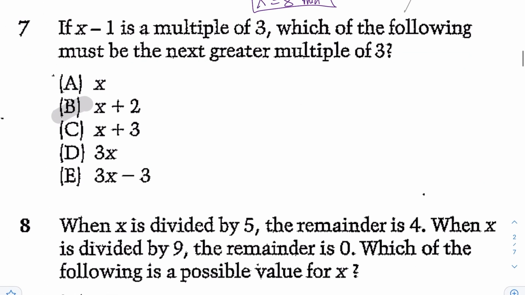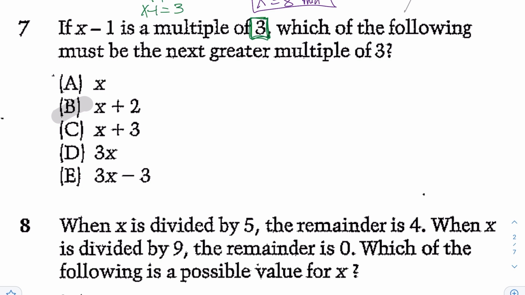All right, next for number 7. If x minus 1 is a multiple of 3, which of the following must be the next greater multiple of 3? So if you want to solve for x, here you can actually have a whole bunch of values for x. So you can just pick a multiple of 3, like 3, for example. 3, of course, is a multiple of 3. And x minus 1 would have to be equal to 3. That means that x would have to be 4. Because 4 minus 1 is 3.